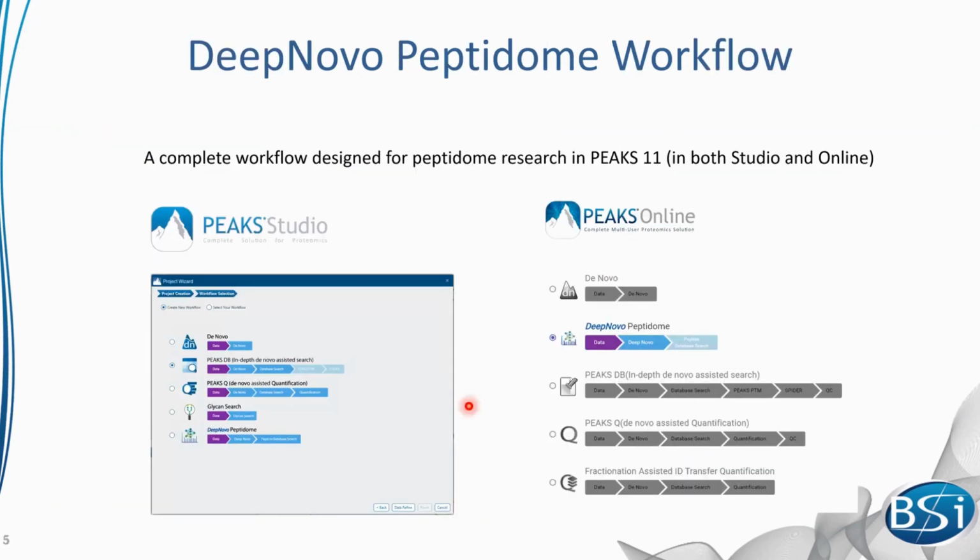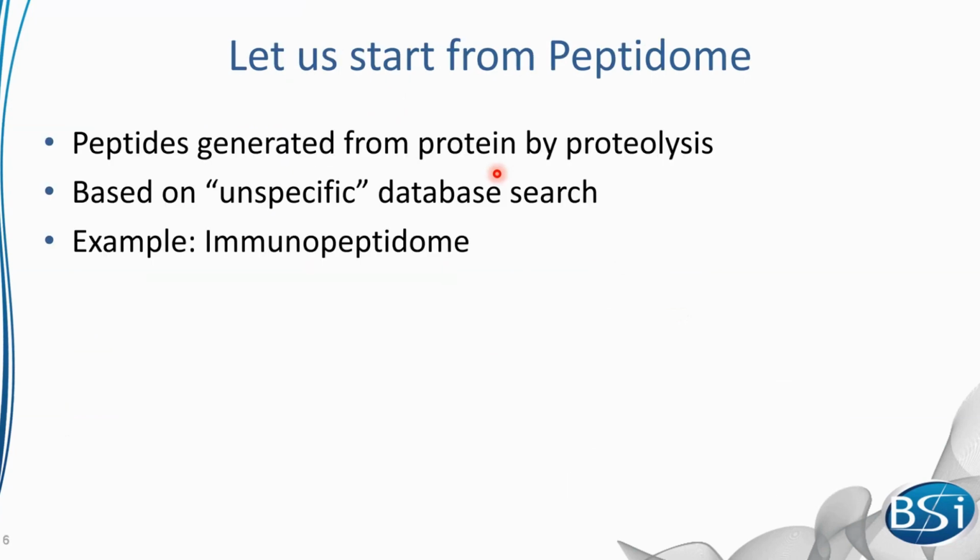Okay, so now let's start from the DeepNovo Peptidome workflow. So the first thing is that this workflow is a built-in workflow in both Pix Studio and the Pix Online. And it's designed for the peptidome search. So let's start from the peptidome. When we say peptidome, we assume that the peptides are generated from the protein by the proteolysis. So usually when we do the database search, we will do the unspecific search. So the most representative example is the immunopeptidome.